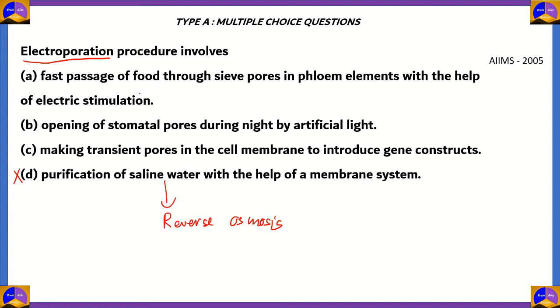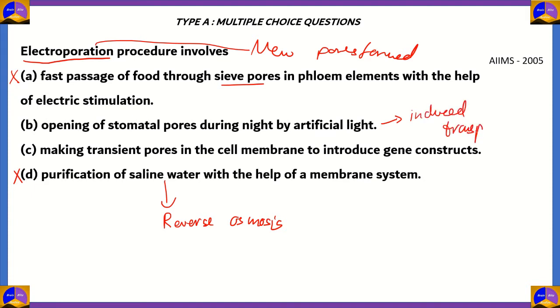If you look at option A, fast passage of food through sieve tubes and phloem elements with the help of electric stimulation, the sieve pores are already present, but in electroporation, new pores are formed. So therefore, option A is incorrect. If you look at option B, opening of stomatal pores during night by artificial light, the opening of stomatal pores results in transpiration of water. So this is an example of induced transpiration. Therefore, option B is also incorrect.